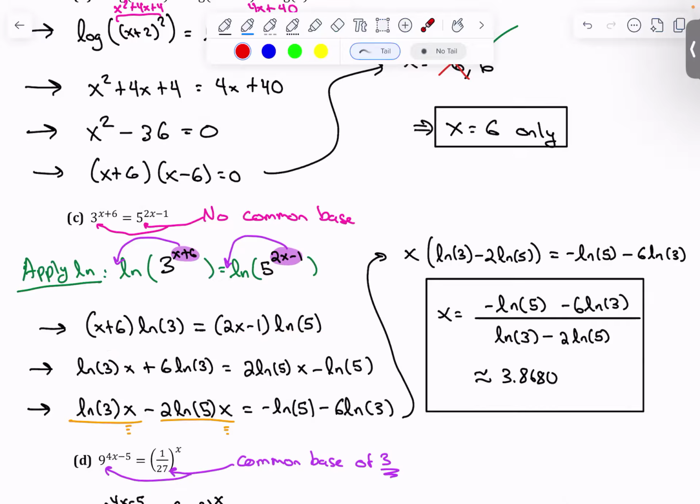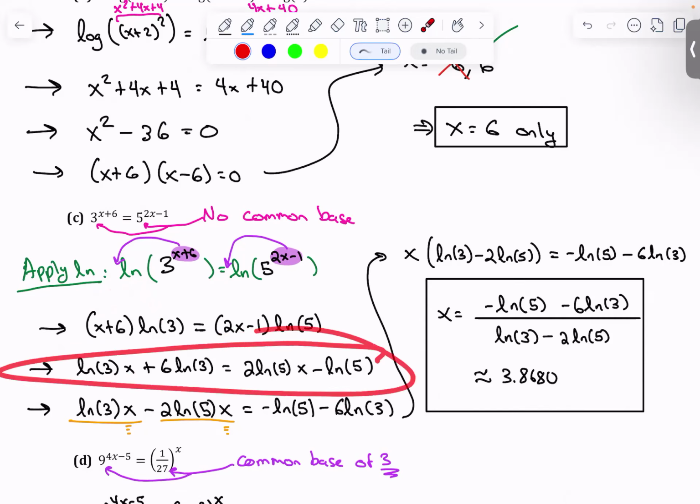Now, just remember that natural log of 3 and natural log of 5 are just numbers, so they can get distributed in. So distributing it into the x gives me natural log of 3 times x on the outside, plus 6 natural log of 3. However you want to write it, you can write it as natural log of 3 times 6, it doesn't matter. Equals 2x natural log of 5, or 2 natural log of 5 times x, doesn't matter, minus natural log of 5.